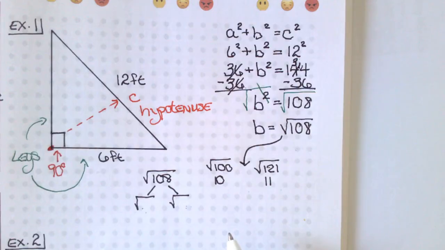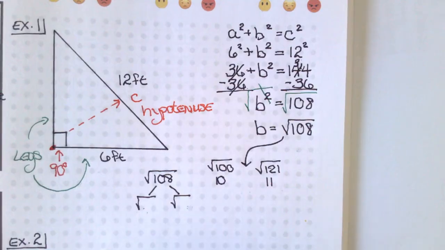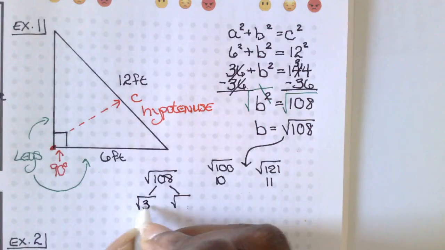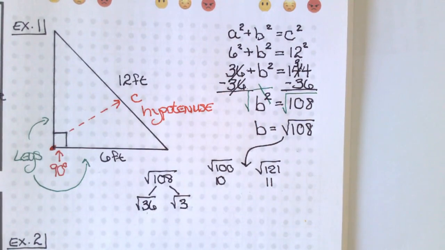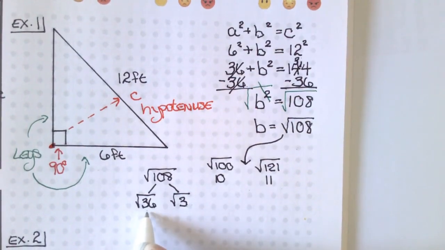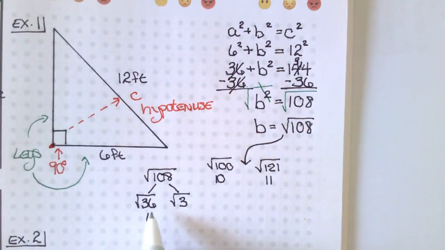So the first prime number is actually 2, not 1. 1 is not a prime number. But if I take my 36, I do get my 3, because 36 times 3 gives me 108. Okay? So now the square root of 36, that is a perfect square root, which gives us 6. And when it's a perfect square root, it's no longer underneath the radical.